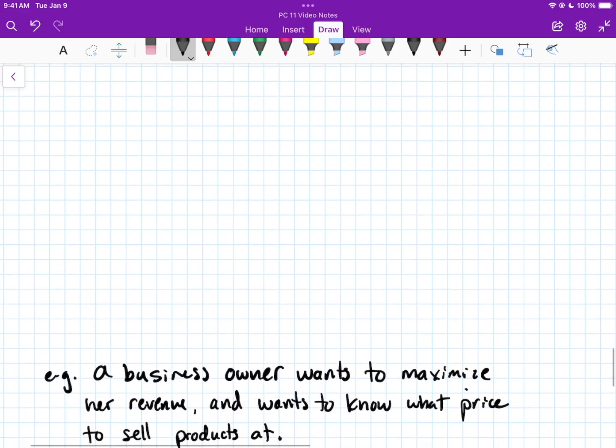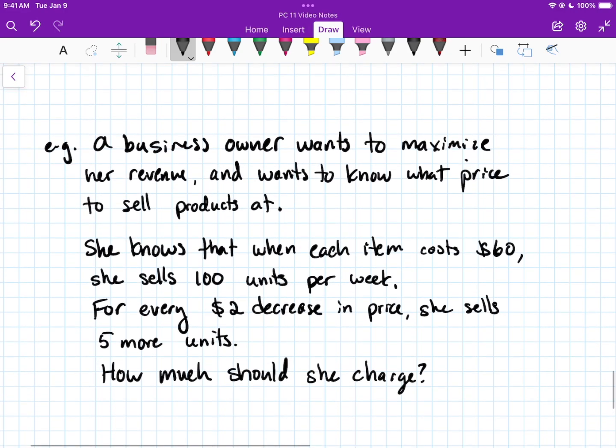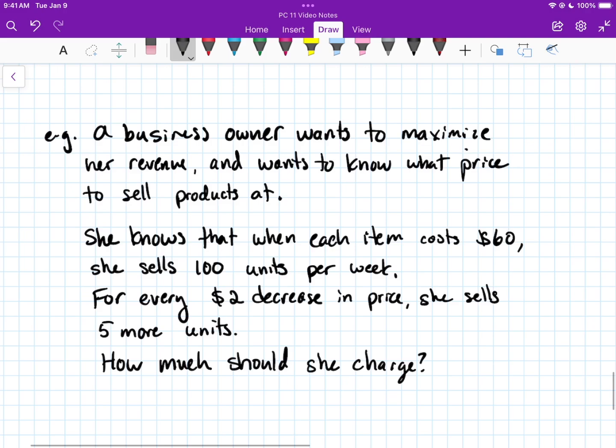All right, so here is our setup. We've got a business owner who is looking to maximize revenue in her job, and she wants to know what price she should be selling some products at. She's also got some information that she's picked up somewhere. So she knows that when she sells her items for $60 a piece, she's going to be selling 100 units per week. So that's sort of our baseline, $60, 100 units.